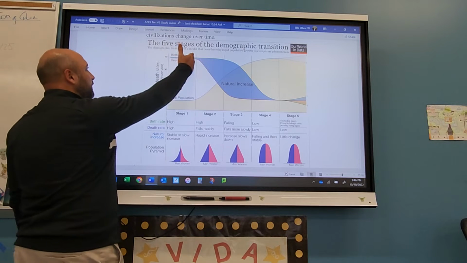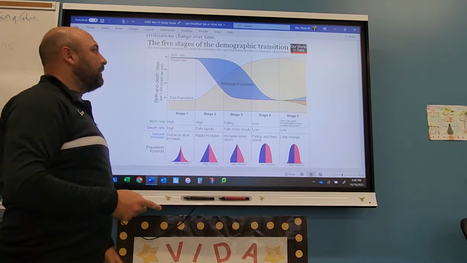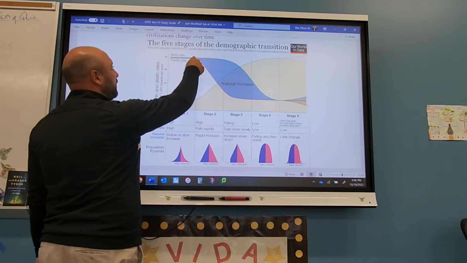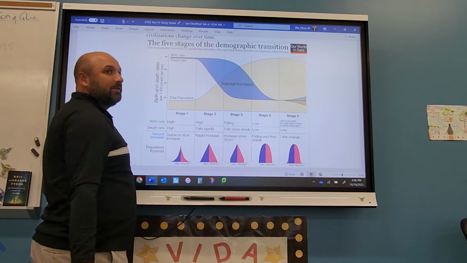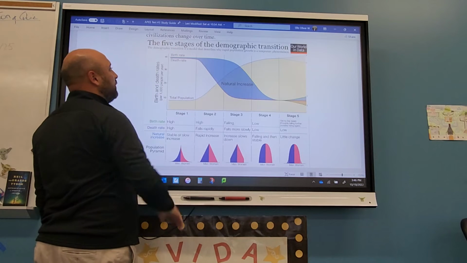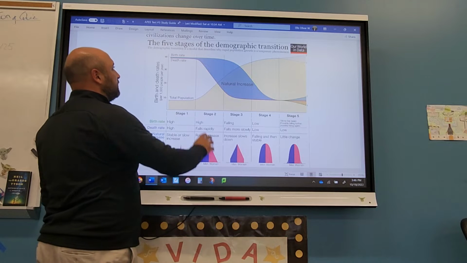And then at some point, we get better with either medicine or maybe we start producing more food and fewer kids start dying. So the death rate starts to go down. You're having more kids survive. Now, birth rate is going to stay high because there are not a lot of opportunities for women in those cultures, in those civilizations.